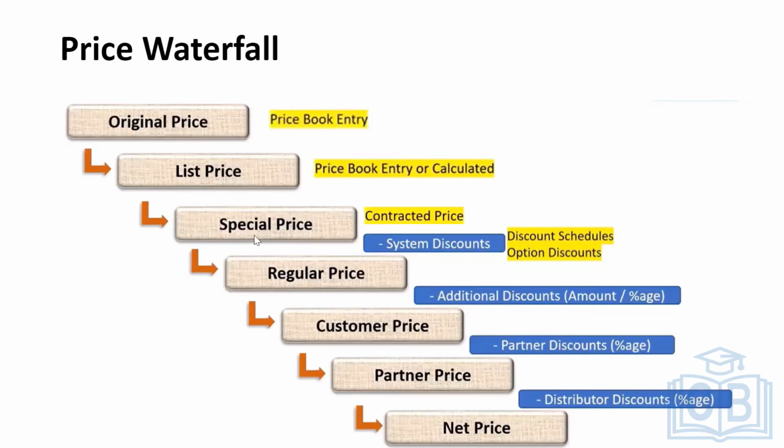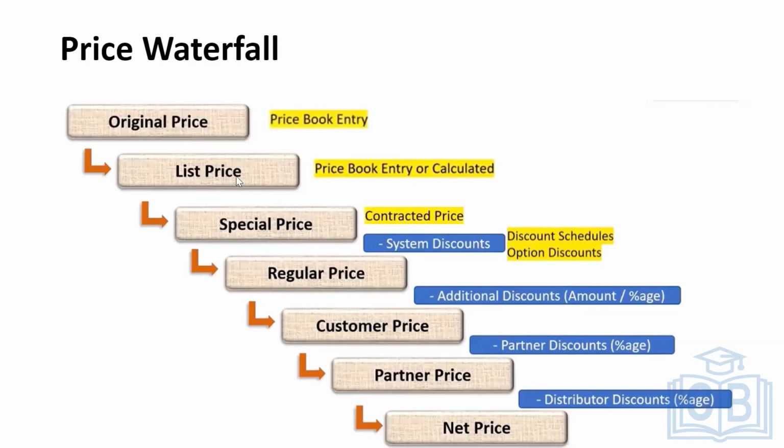Then comes the special price. Now, special price will copy the price from the list price. It will not bypass the flow. It will not go directly to the original price. It will follow this flow only. So special price will go through the list price, and it will basically examine: okay, list price is having this, and if no contracted price has been applied, then my special price will be the same as the list price.